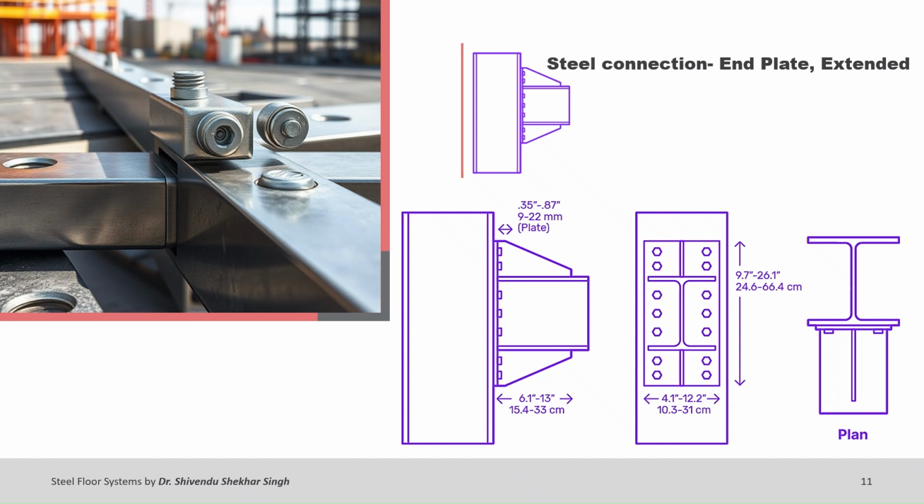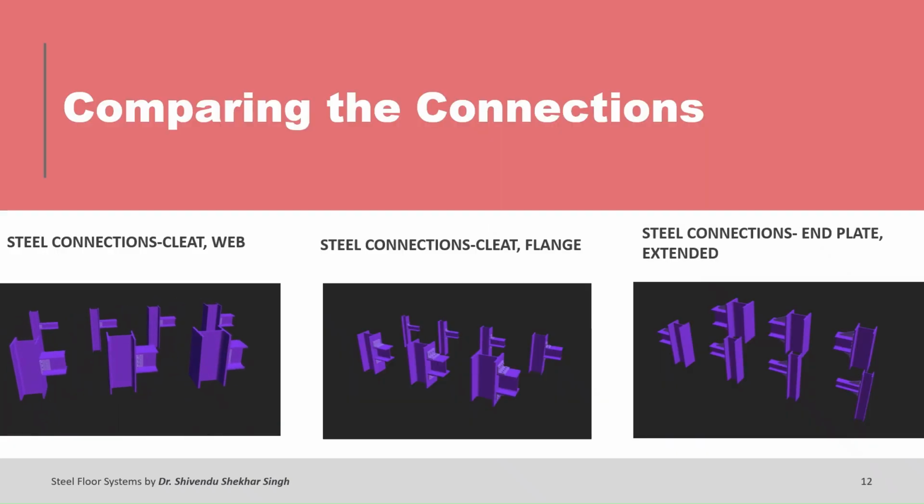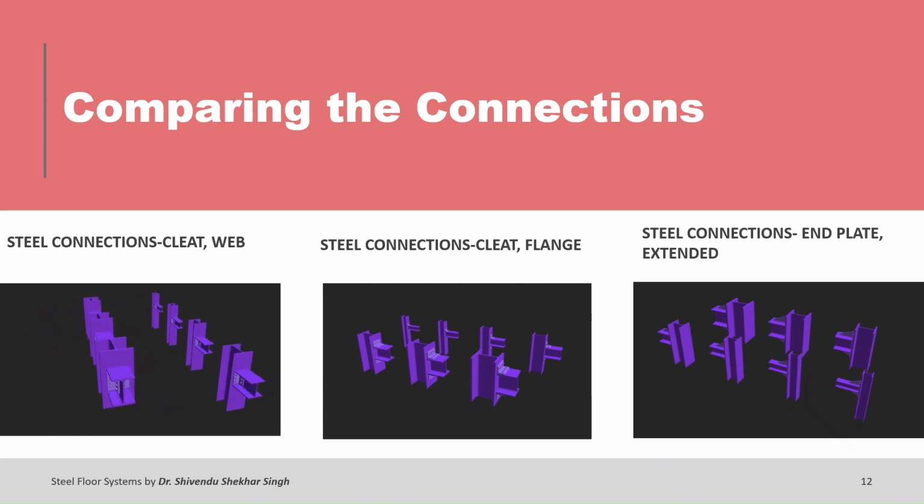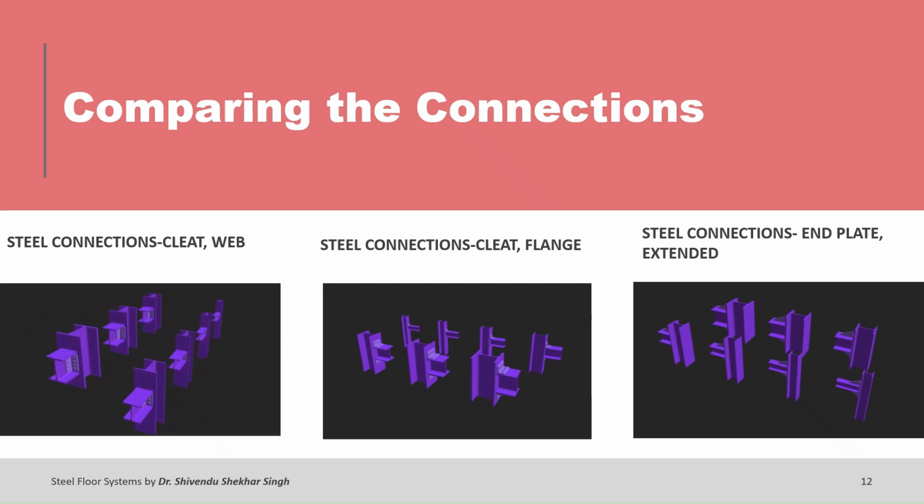Extended end plate steel connections are available in a range of sizes with plate widths between 6.1 inches and 13 inches, depths of 4.1 inches to 12.2 inches, and an overall height of 9.7 inches to 26.1 inches. Plate thicknesses are commonly between 0.35 inch and 0.87 inch. The range of plate sizes and thicknesses indicates a versatile application in various industries. These dimensions allow for flexibility in design and construction.